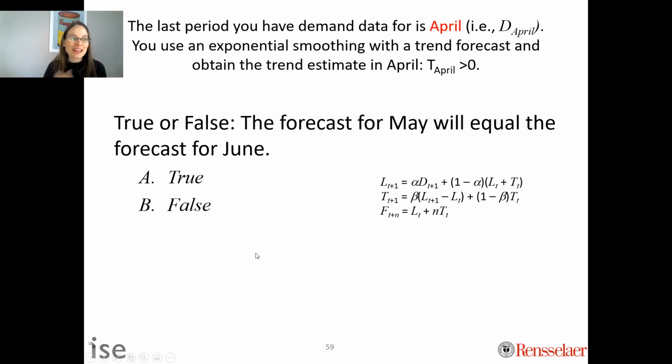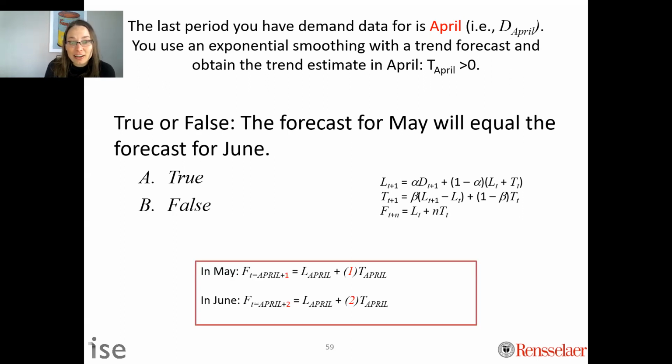So that brings me to my next thought question. Again, the last period you have demand data for is April, so the last observed data is D of April. You used an exponential smoothing with a trend forecast, and you obtained the trend estimate in April, some value T of April, right? And that was positive, okay? It was greater than 0. So my question to you is, true or false? The forecast for May will equal the forecast for June. So the correct answer here is false.